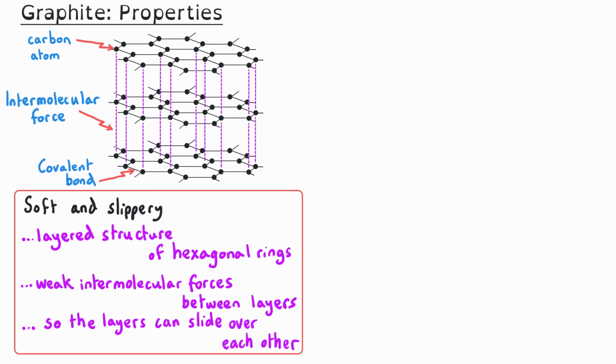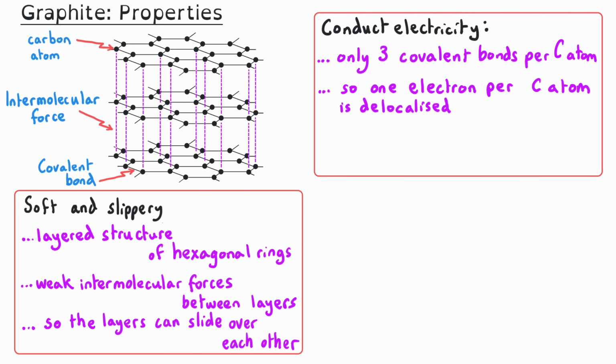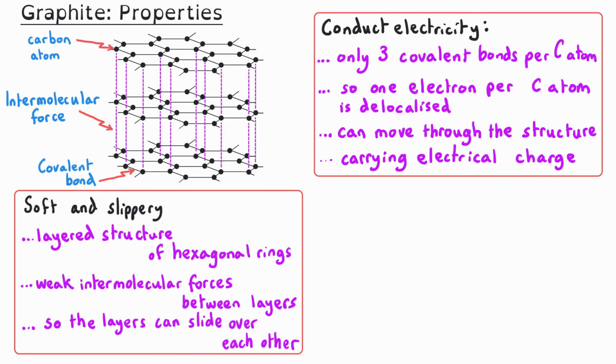Graphite also has the property of being able to conduct electricity, which allows it to be used in electrolysis as the inert electrodes. In the structure of graphite, there are only 3 covalent bonds per carbon atom, and carbon has 4 electrons in its outer shell. And so 1 electron per carbon atom is delocalized, which means it isn't held in a particular position, and so it can move through the structure carrying electrical charge, because electrons themselves are negatively charged, remember.